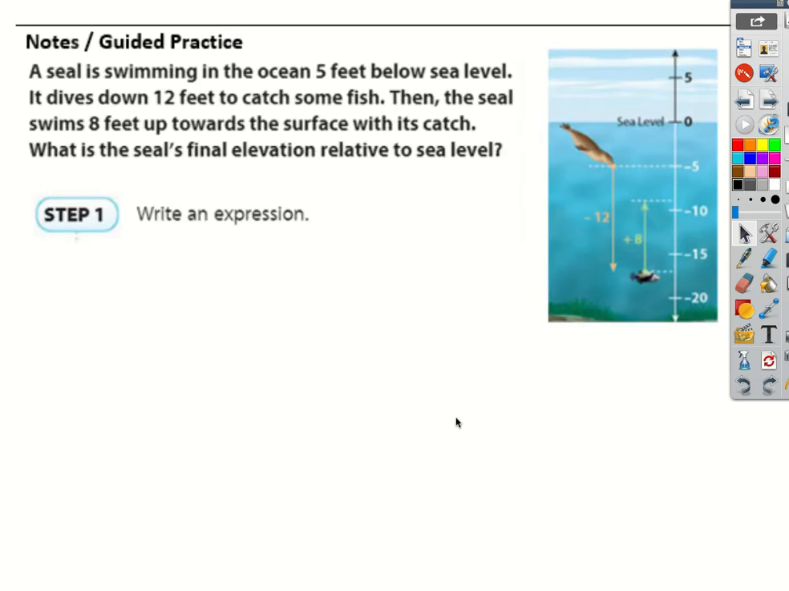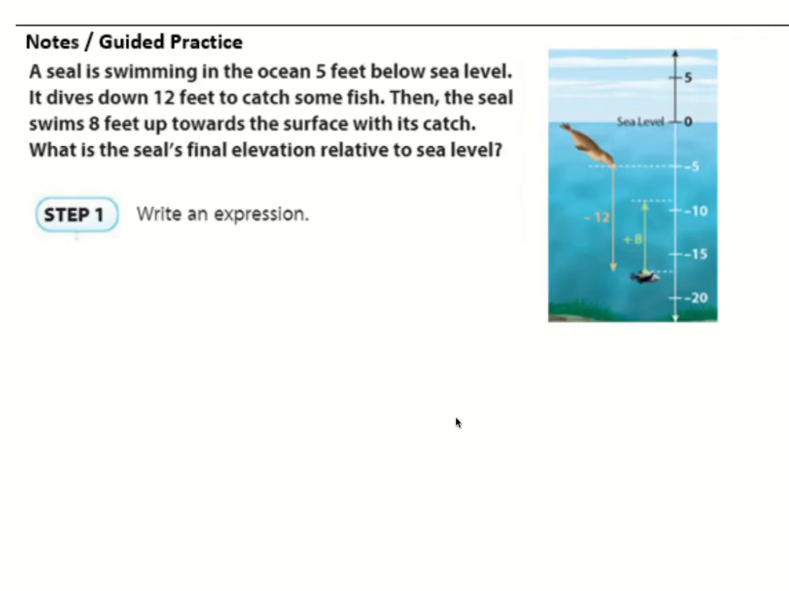Okay, a seal is swimming. If you look at your notes and guided practice, it says a seal is swimming in the ocean 5 feet below sea level. It dives down 12 feet to catch some fish. Then the seal swims 8 feet up towards the surface with its catch. What is the seal's final elevation relative to sea level?